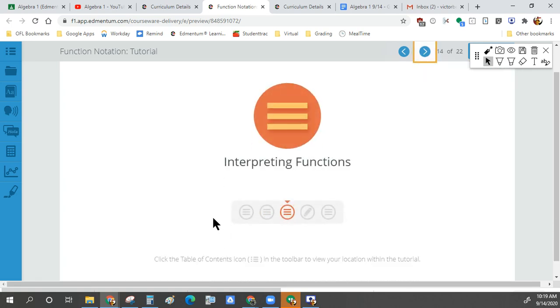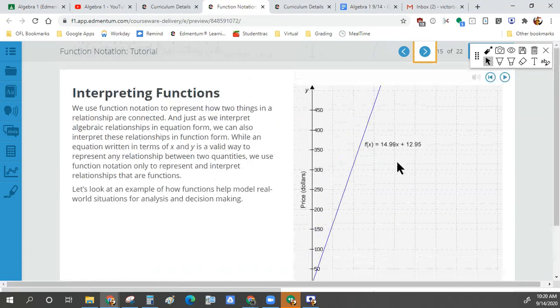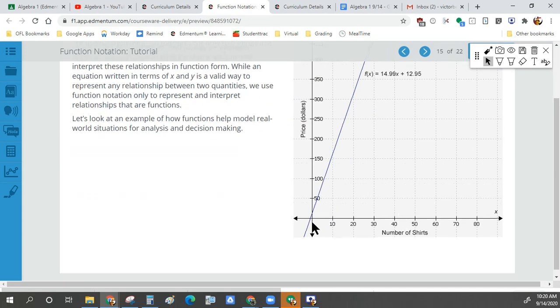All right, so interpreting functions. We're going to try to figure out what functions mean now. So here, if I were to interpret this, this tells me that every time my x changes, I'm going to multiply it by about 15. So if I go over by 1, I have to multiply the x by 15. And this right here tells me my starting point, meaning that if I did not have an x, I would start off at about 13. So that's where I'm starting off right here.